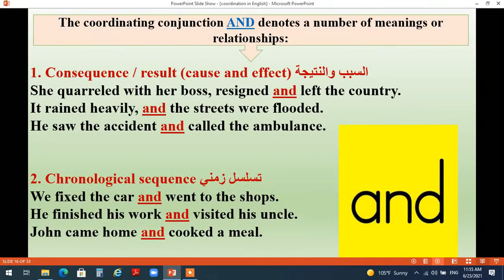For example, number 1, we have the relationship of consequence or result or cause and effect.